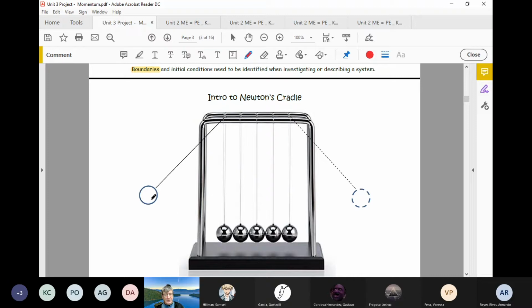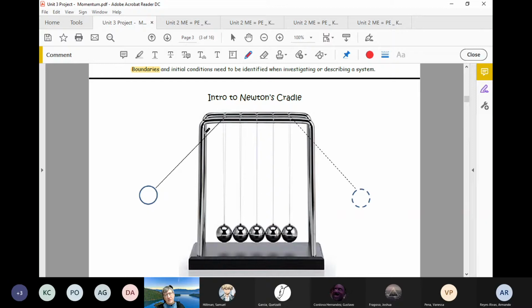Well, by lifting it, that means I involve my hand. But wait a minute, where did my hand get the energy to lift that? Oh, it got it from my breakfast. Oh, but wait a minute, where'd that energy come from? Oh, it came from the sun. Oh, and you can see this just goes on forever. So we have to draw the line somewhere. We have to place a limit on our system in order to really be able to investigate it.